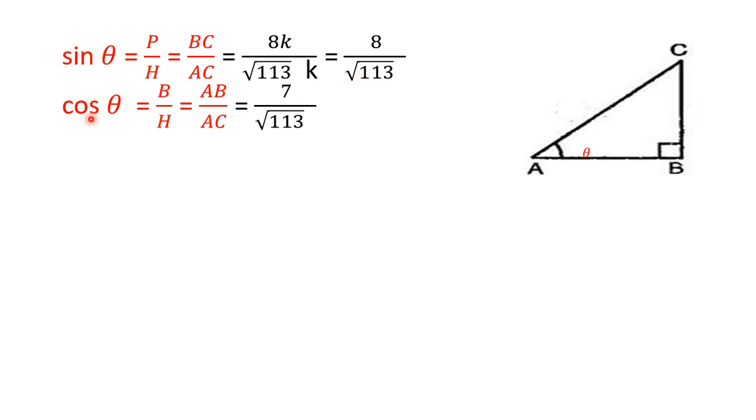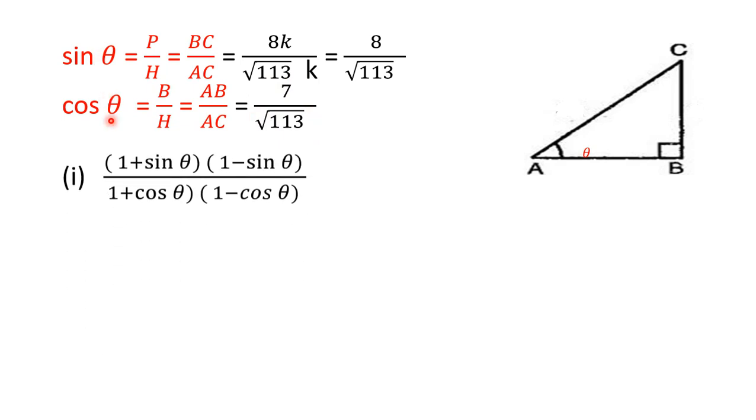Similarly, we have to find cos theta also for solving the first part of the problem. So cos theta is base upon hypotenuse, that is AB upon AC, and AB is 7k and AC is square root of 113 into k, and k will cancel out. So we can write cos theta is 7 upon under root 113. So we got the values of sin theta as well as cos theta.